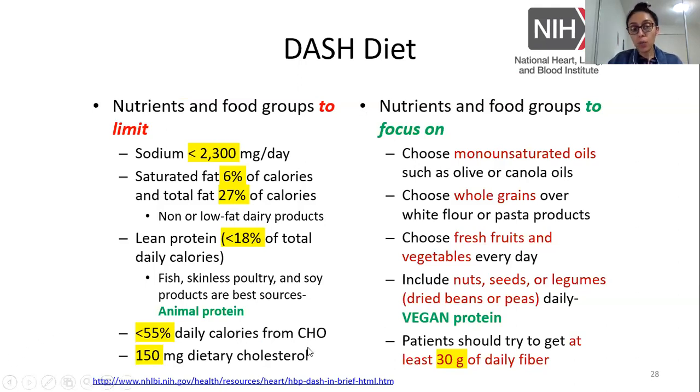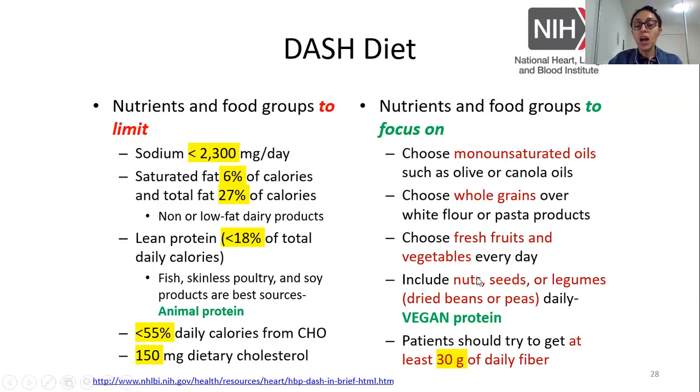Then you have carbohydrates less than 55% of calories and no more than 150 milligrams of dietary cholesterol. The focus is more on MUFA, your monounsaturated oils, and we'll be looking at fats very soon. Also your whole grains, which are rich in fiber. So basically, that is the emphasis over here.